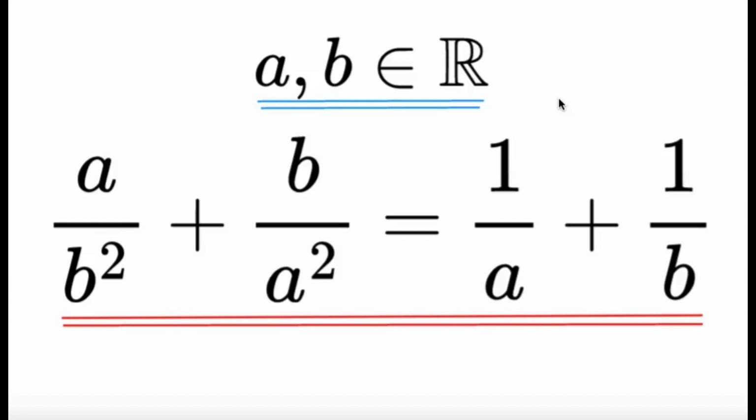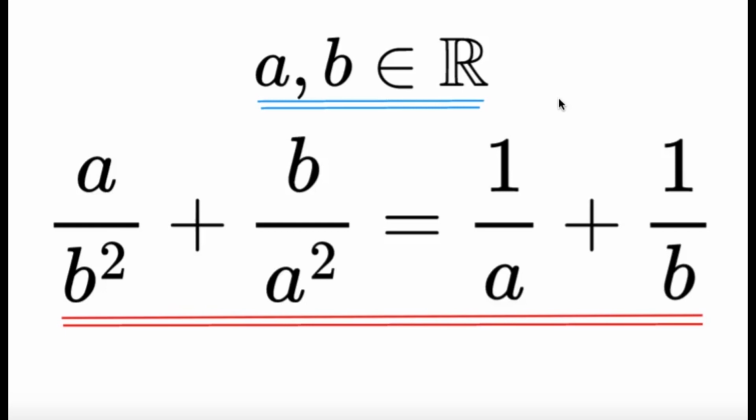A and b are real numbers such that a over b squared plus b over a squared equals 1 over a plus 1 over b. Find all possible ordered pairs (a, b). As usual, pause this video if you'd like to give this item a try. But if you're done, let us dive into the solution.